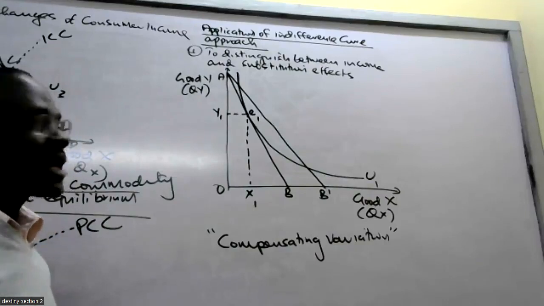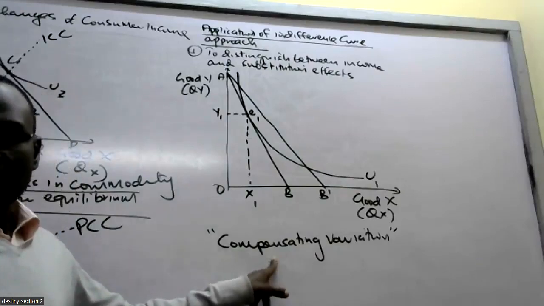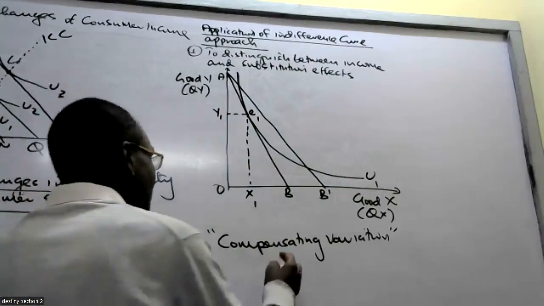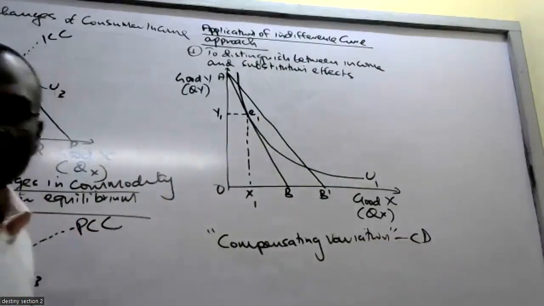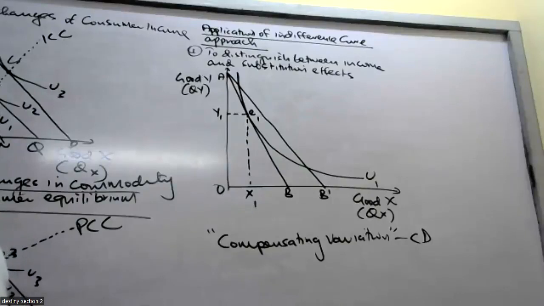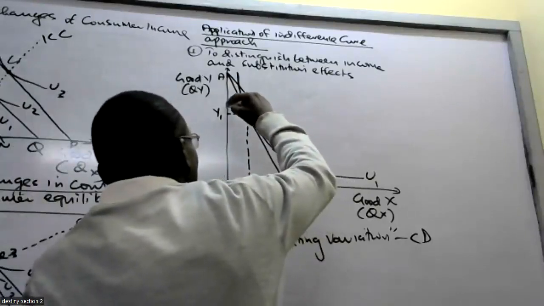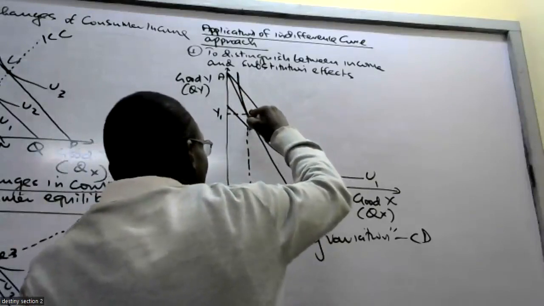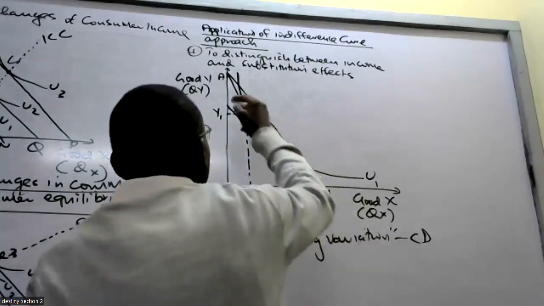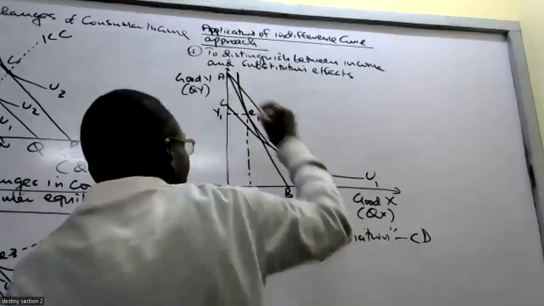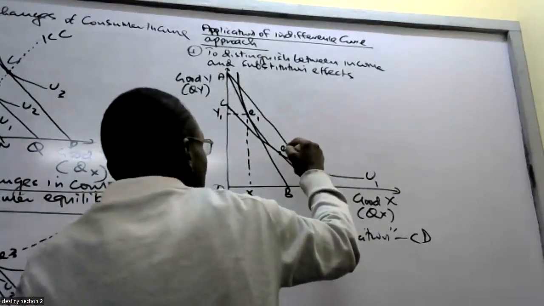Now, to show that, I'll introduce another budget line, a budget line of compensating variation. I will call it budget line CD. To show that the fall in price of commodity X has been compensated, it touches the same indifference curve, but from below. I call this CD. It touches at this other point, which I call point E2.